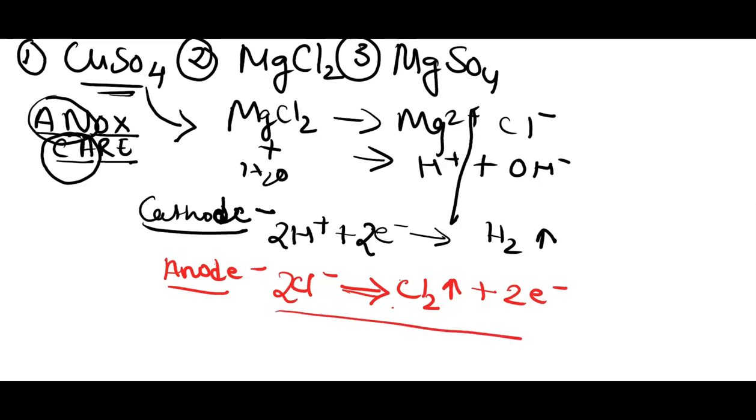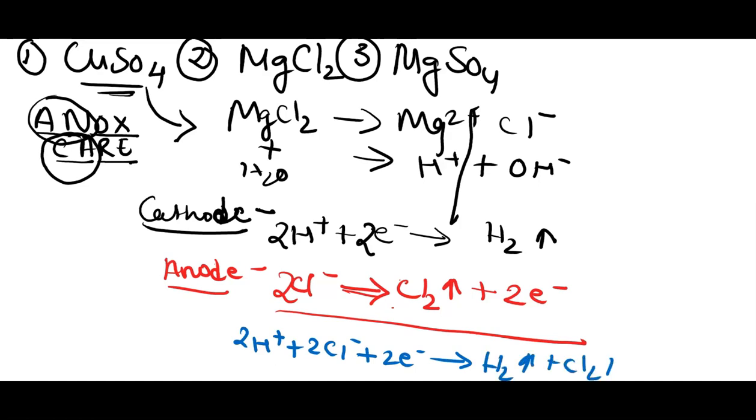So if you will combine these 2 reactions, you will get 2H plus, 2Cl minus plus 2 electrons will give you hydrogen gas and a chlorine gas plus 2 electrons over here as well. So these 2 electrons are going to cancel out, and we are only left with 2H plus and 2Cl minus giving you H2 and Cl2.